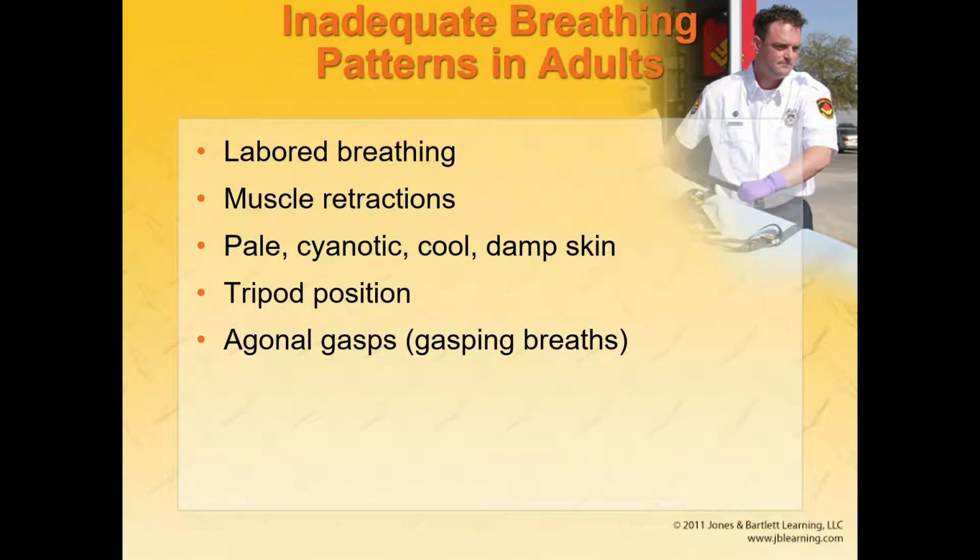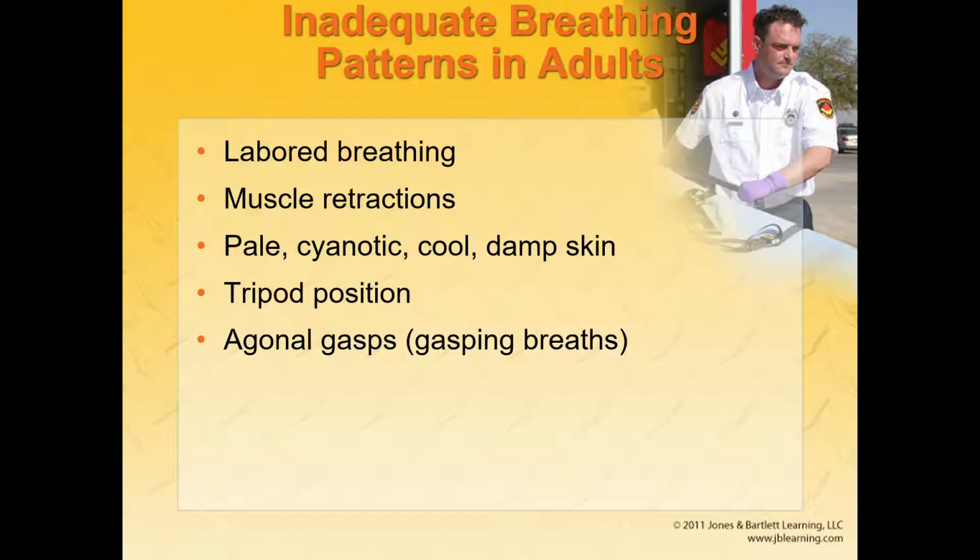So inadequate breathing in adults. Labored breathing. It looks like the patient is just struggling to breathe. You can see the effort it takes just by looking at them. Typically, they're going to be using some accessory muscles, so muscles other than the intercostals and a little bit of abdominal. You might see retractions above the clavicles or between the ribs, below the rib cage, especially in kids. Breath sounds may be diminished or absent when you listen with a stethoscope.